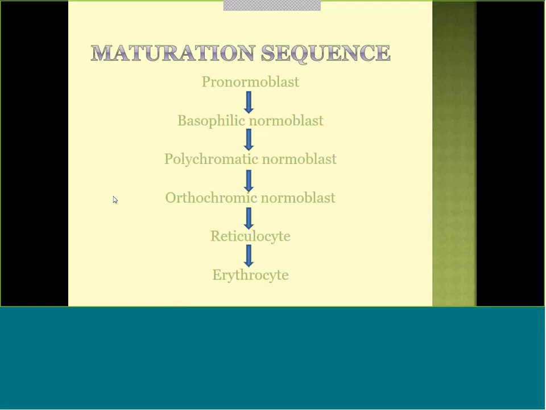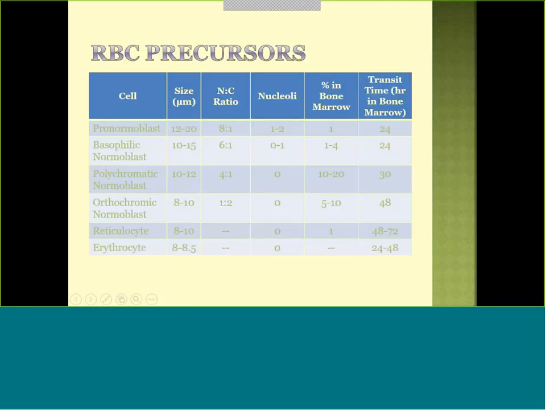Again, the first cell that we can see under the microscope is going to be the pronormoblast. That will mature into the basophilic normoblast, into the polychromatic normoblast, then the orthochromic normoblast, then the reticulocyte, and then finally we will have our mature erythrocyte, or what you can call a red cell. So this is the magical line, and we're going to need to know how to identify each one of these cells along the way. This is a nice little chart that summarizes the features of each.